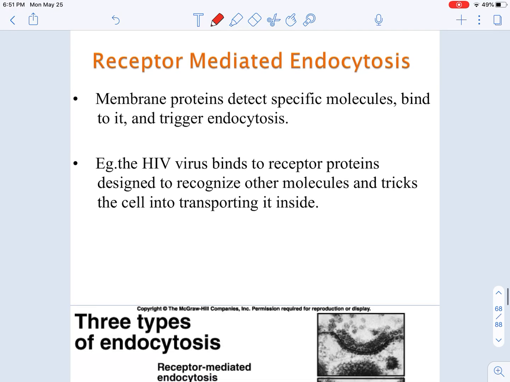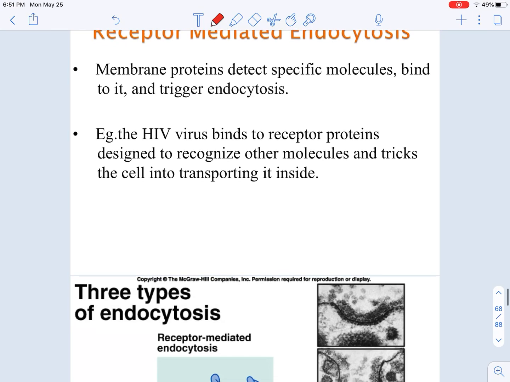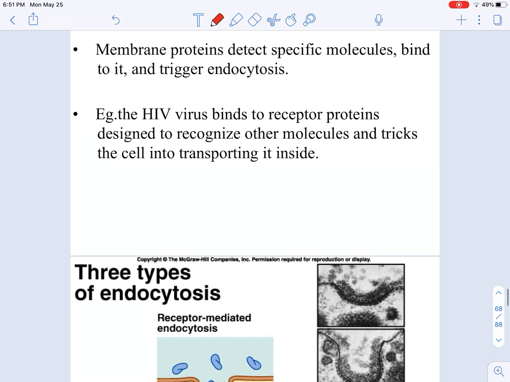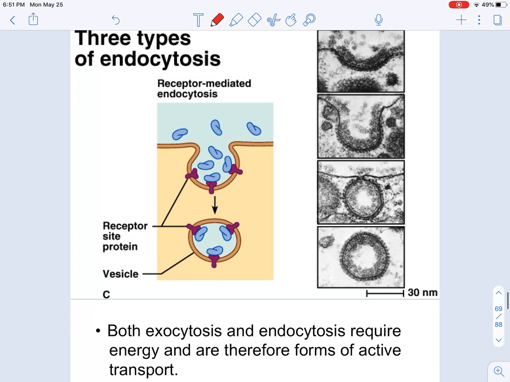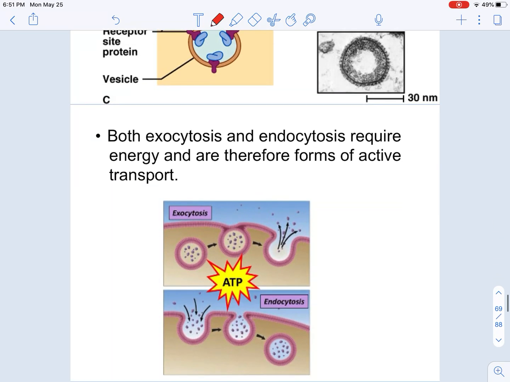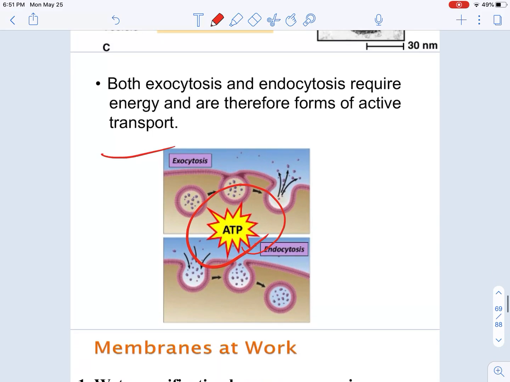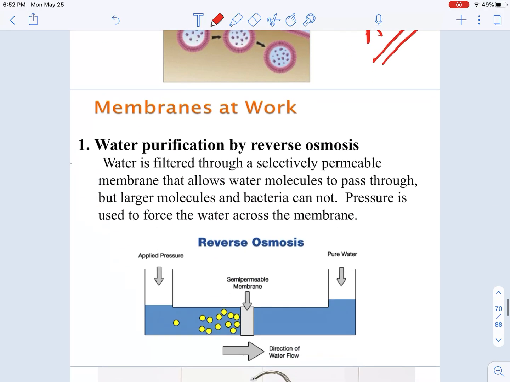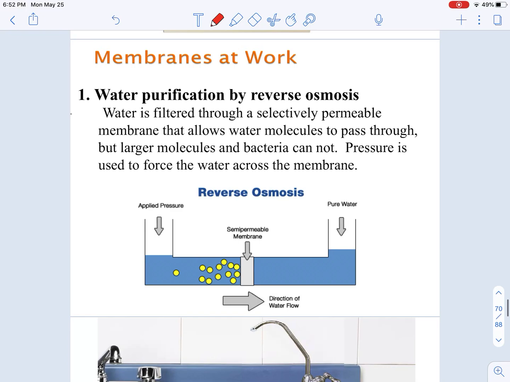If it's receptor-mediated endocytosis, then it would be brought in because of a specific protein molecule that's recognized. So sometimes there is a protein involved in it. Both of these do involve ATP energy. It takes energy to fuse the vacuole and bring it in, or fuse the vacuole to the membrane and send it out. So those do use ATP energy to happen.